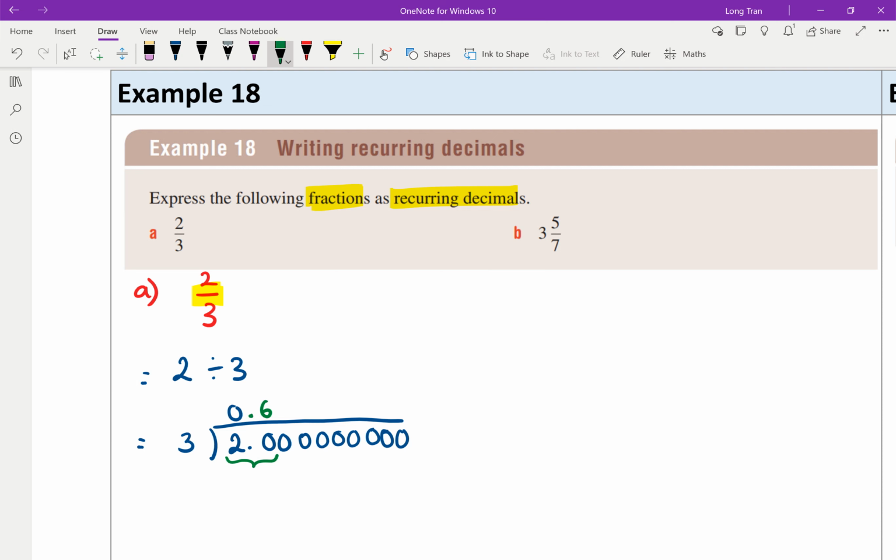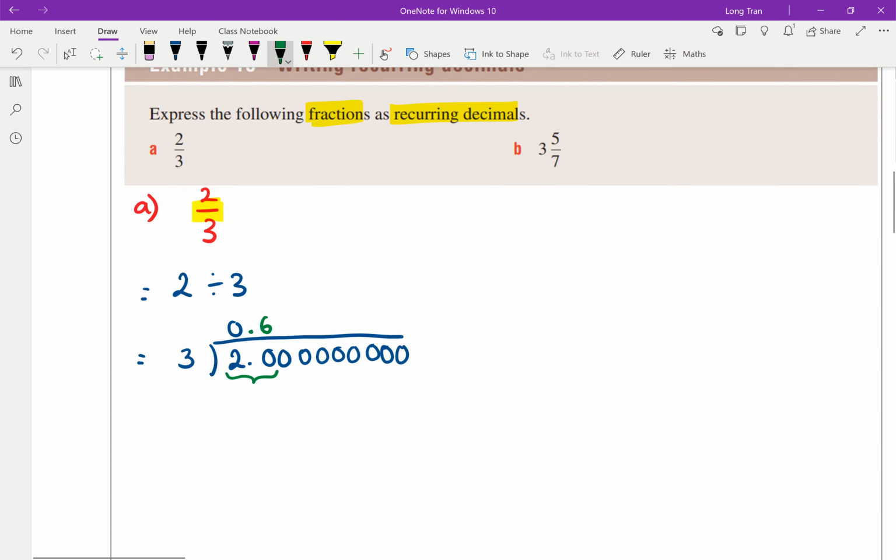We said that 3 couldn't fit into 2, so I said 0 times. There's a decimal point, so I put a decimal point and carried on to the next place value. I said how many 3's fit in 20? We know that 3 fits into 20 six times with a remainder of what? 2. So we carry the 2 to the next one, because that's 2 tenths, which is equivalent to 20 hundredths. So how many 3's in 20 again? 6, remainder 2, 6, remainder 2.